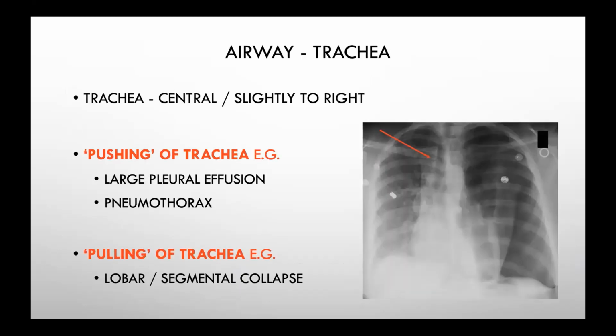So starting with your airway, the first thing to look at is your trachea. And I think it's underdone. It can really bail you out of quite a few tricky situations in terms of working out what an X-ray is showing. So you're looking for pathology that will push the trachea one way or pull it the other way. And things that will push the trachea away from the side of the pathology will be large pleural effusions or a pneumothorax, which is what you can see in this chest X-ray.